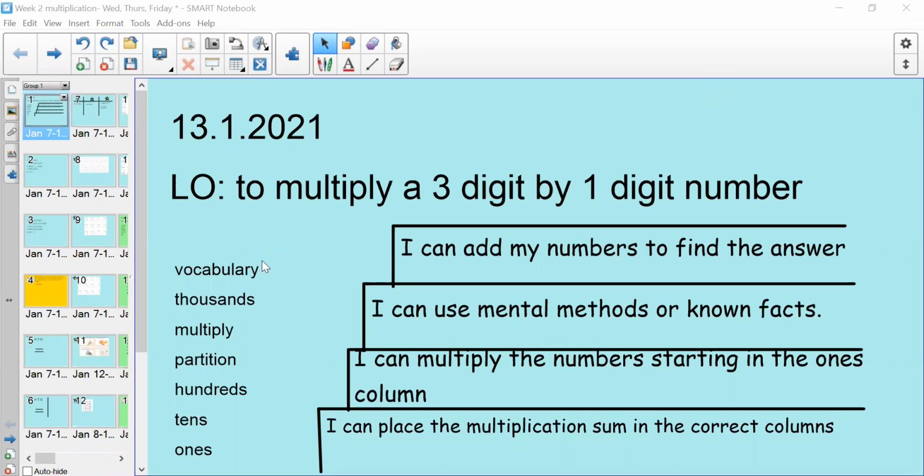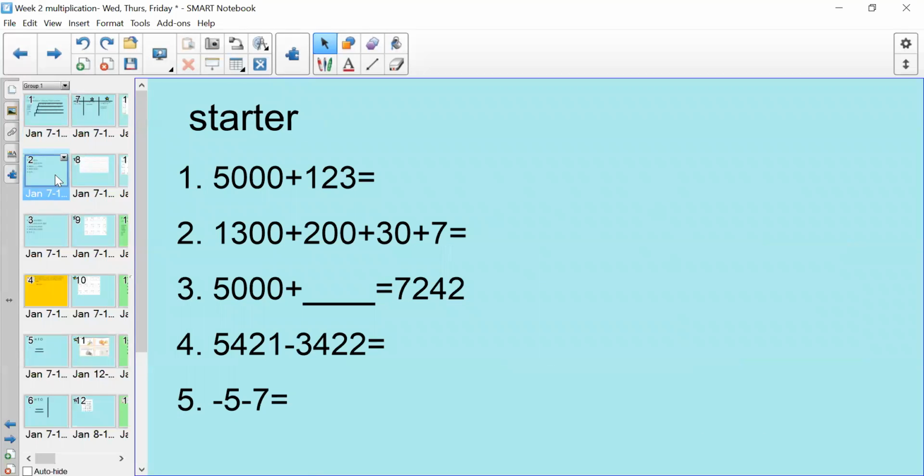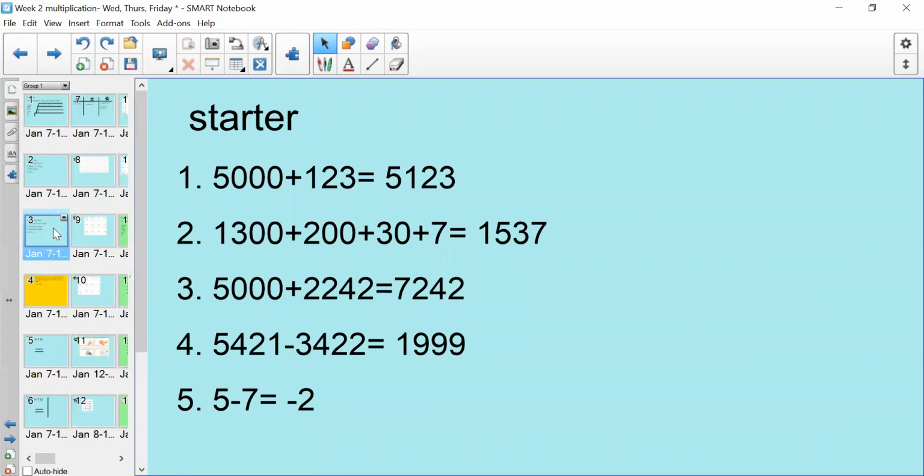And the vocabulary that we'll need today is thousands, multiply, partition, hundreds, tens, and ones. So let's do our starter to begin with. Give yourself 5 minutes to pause the video and have a go. Okay, well done. And these are the answers.